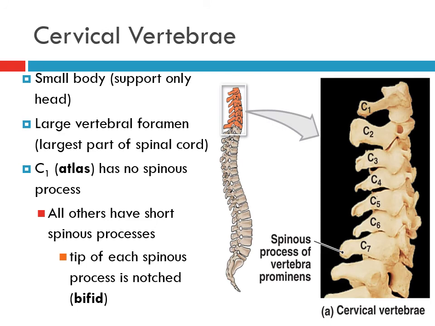The cervical vertebrae are the smallest vertebrae. They're small because they only have to carry the weight of your head, whereas the lumbar vertebrae are carrying the weight of your entire upper body. There are some special vertebrae in the cervical spine. C1, the first cervical vertebra, is called the atlas. It has no spinous process and it has an arch. I'll show you that in a minute. All of the other cervical vertebrae have short spinous processes, and the tips of them are called bifid, which means that it comes to two points instead of one point, and that only happens in the cervical vertebrae.